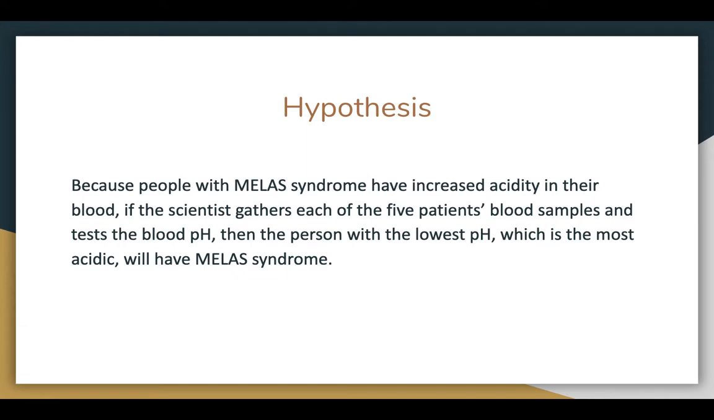So our hypothesis is because people with MELAS syndrome have increased acidity in their blood, if the scientists gather each of the 5 patients' blood samples and then test the blood pH, the person with the lowest pH, which will also be the most acidic, will have MELAS syndrome.